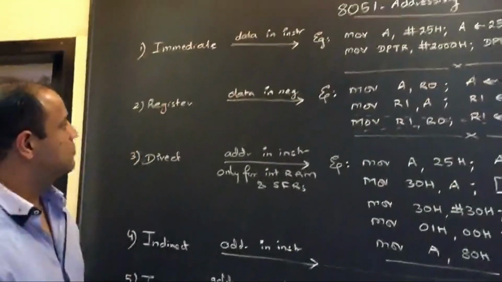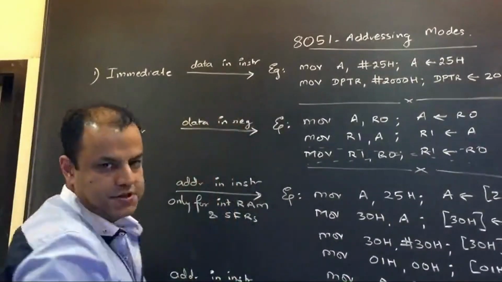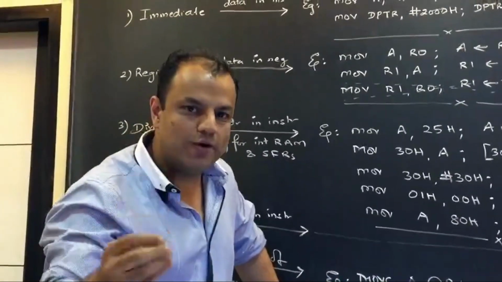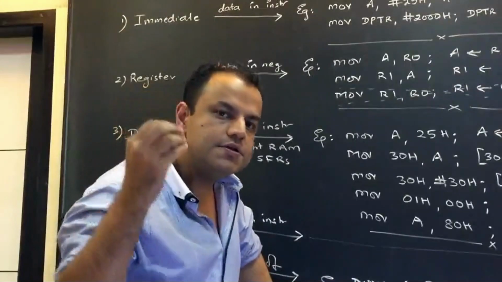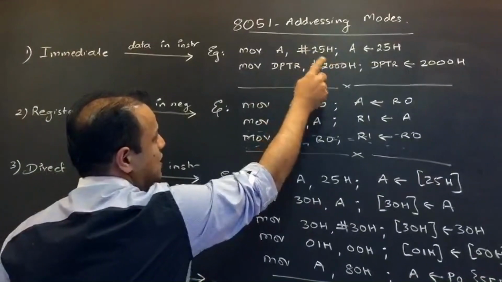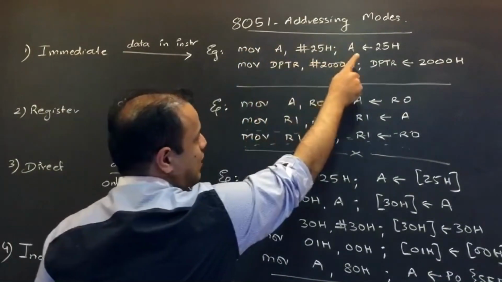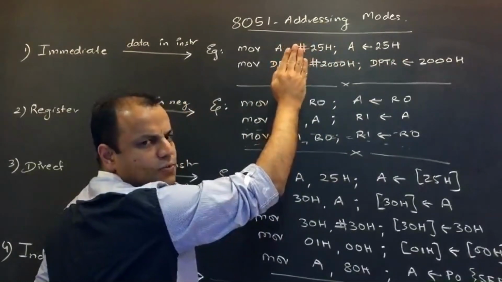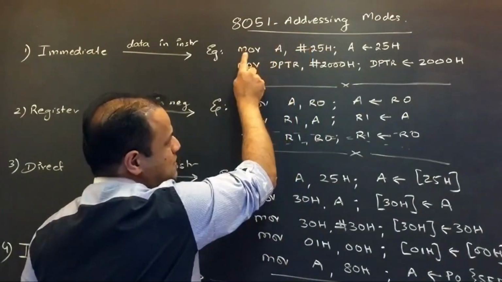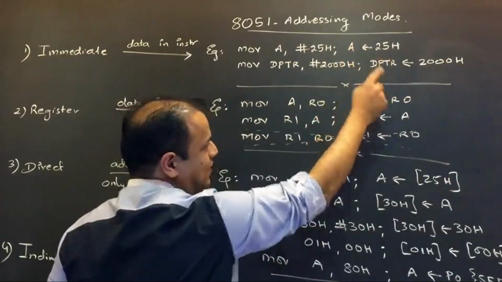The first one, immediate addressing mode. Data is given in the instruction. I say again, the data means the operand that you want to operate on. You give the data in the instruction. Example: MOV A, #25. You are saying move into the A register the value 25. Right now, don't look at the hash. You will understand what the hash does in one minute. So right now ignore the hash. You're saying move into A register the value 25. So the A register gets the value 25.